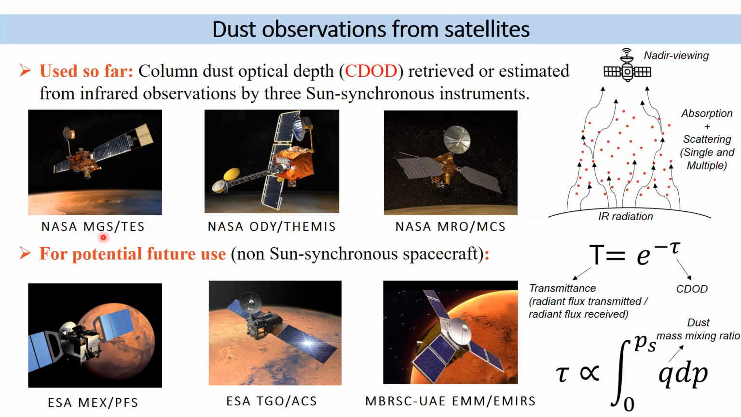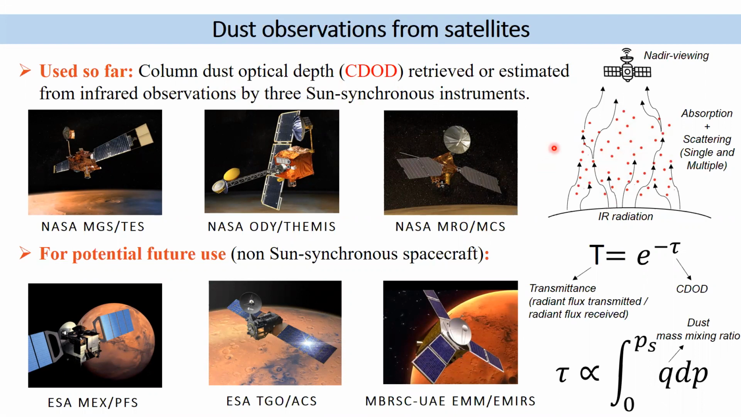These instruments were: the spacecraft Mars Global Surveyor, and the instrument on board was TES; Mars Odyssey with an instrument called THEMIS; and Mars Reconnaissance Orbiter, which is still observing Mars as well as Odyssey. Mars Reconnaissance Orbiter has an instrument called Mars Climate Sounder. From all these instruments, we can retrieve the column dust optical depth. We can retrieve or estimate it depending whether we look at nadir, which is looking in the vertical direction, or at the limb, which is looking in the slant direction.